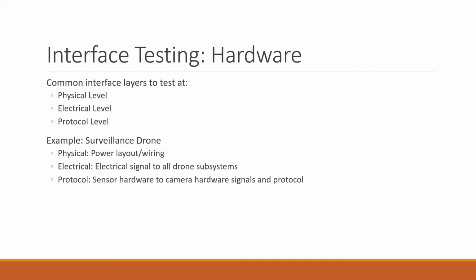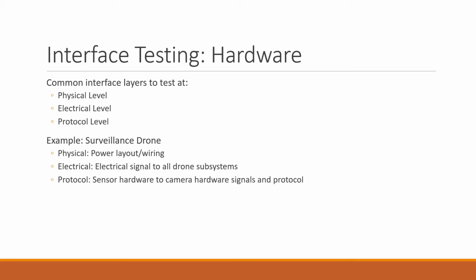Now that we've had a slight introduction to interface testing, we must now go over some types of interface tests and examples. The first type of interface testing is hardware interface testing, which has some common interface layers to focus on, including physical level interfaces, which includes testing physical connections of two parts of a system; electrical level interfaces, which sees if an electrical signal produced by one component can be accepted by another; and protocol level, which tests internal structure and order of data flow through the interfaces.